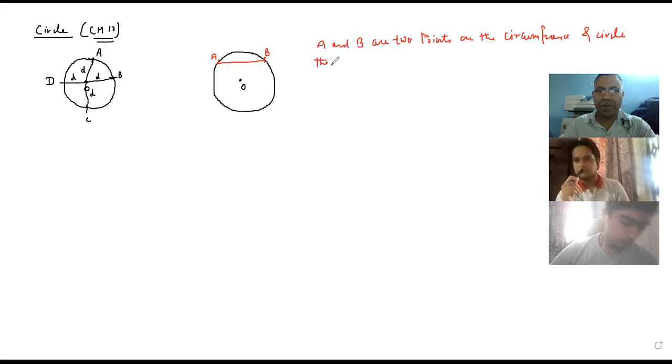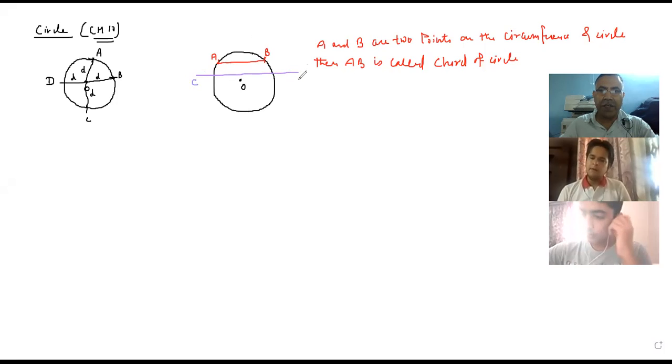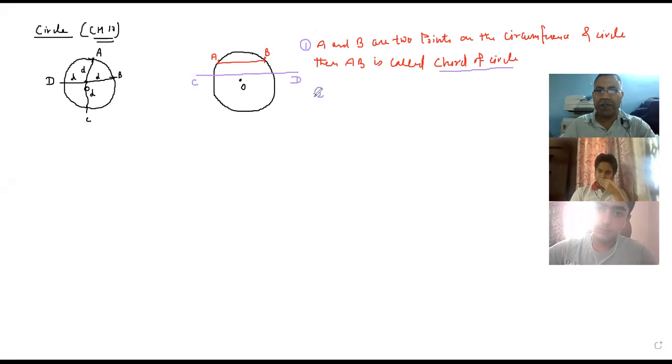Then AB is called a chord of a circle. So this AB is called a chord. Now, if there is a line which crosses the circle, let this point be C, let this point be D. So this is also a chord of the circle. This is the first point which I want to discuss. The second point.